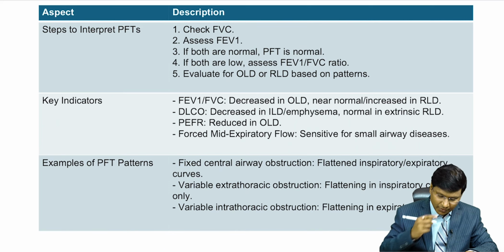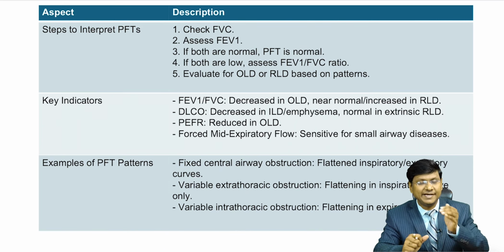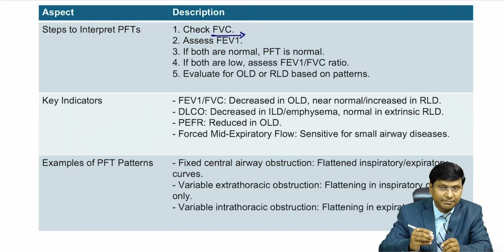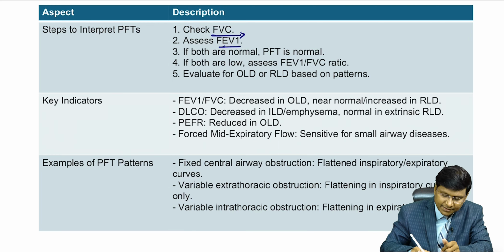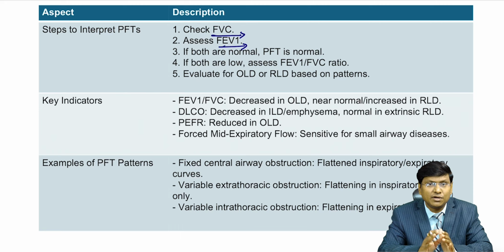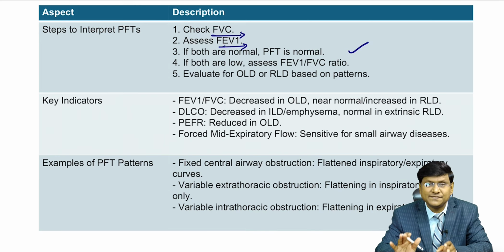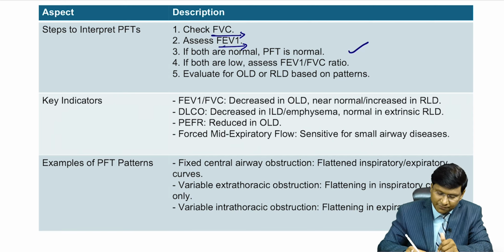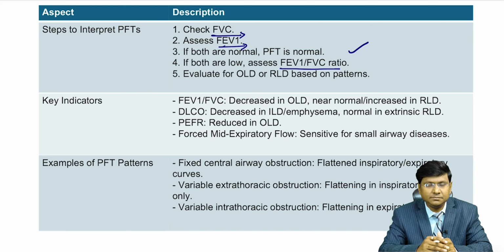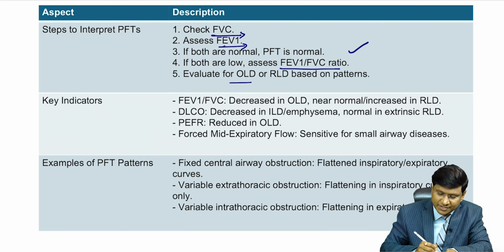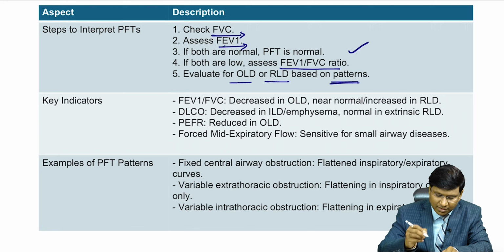If you take the steps in the interpretation of the pulmonary function test, what is the first step? Please remember, you need to measure the FVC, followed by the FEV1. If both parameters are within the normal limit, the individual is said to have normal pulmonary function. If the FVC is reduced or the FEV1 is reduced, then you need to take the ratio of FEV1 by FVC, and evaluate for obstructive lung disease or restrictive lung disease based on the patterns.